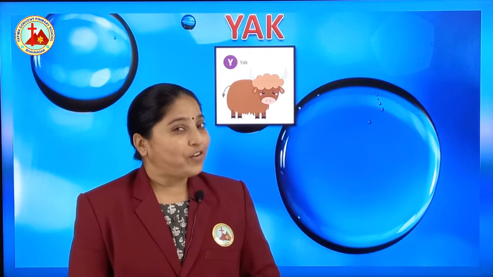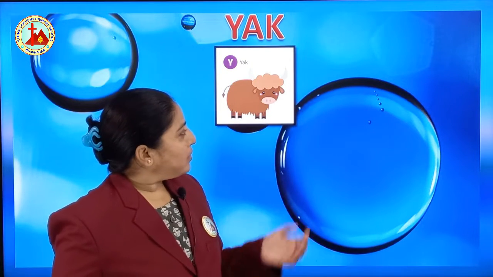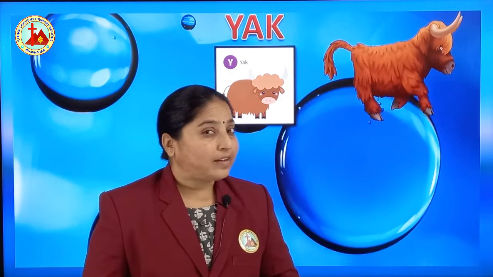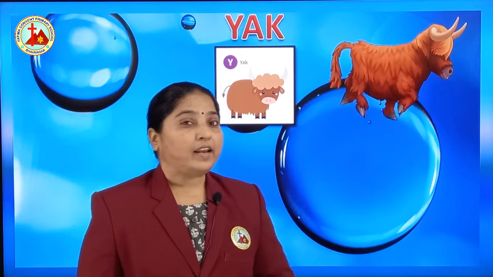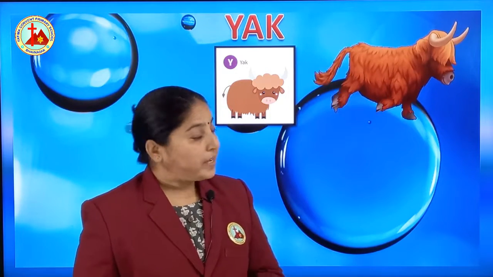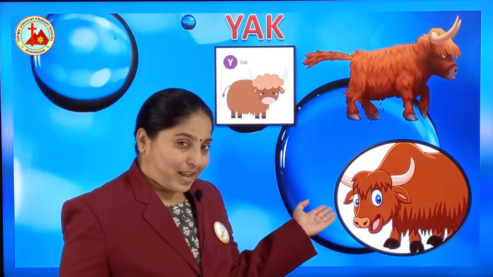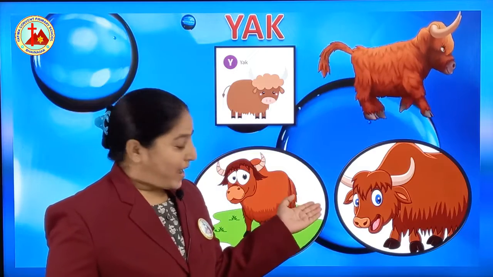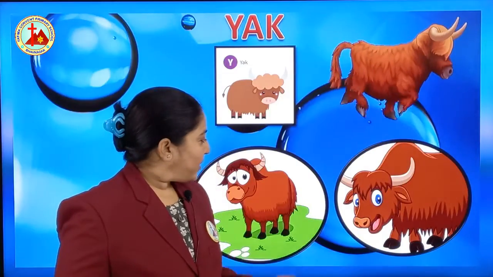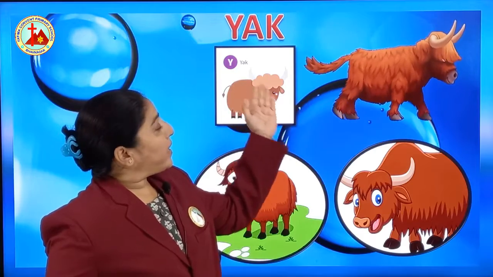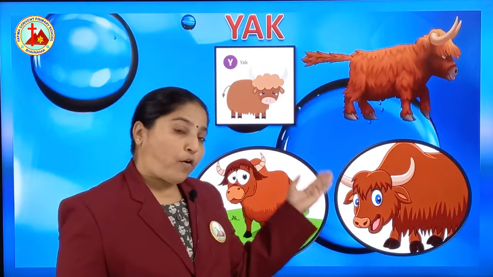Okay, now next one is Y for yak. Yak is an animal. Where can you see yak? Yes, we can see yak in hilly areas, mountains. It has long hair. It looks like a buffalo, but it has long hairs. Okay, Y for yak. Now let's see the spelling. Y A K, yak. Y for yak.